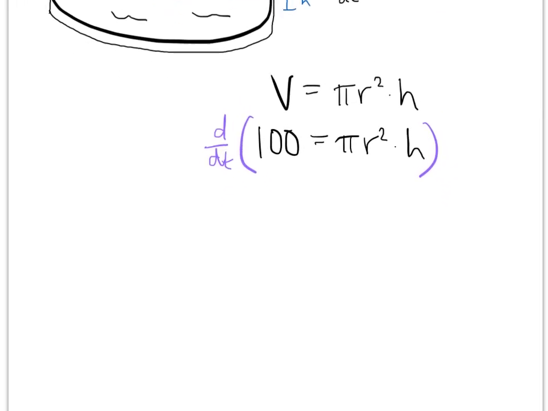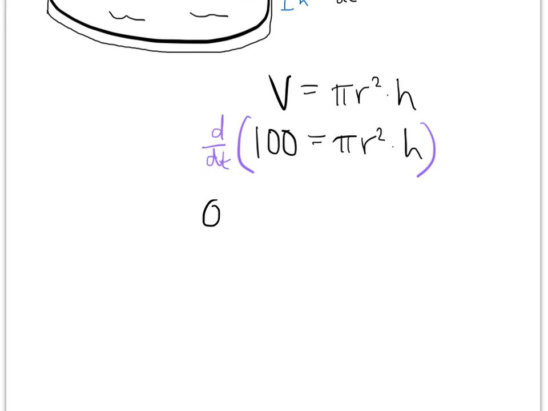The derivative of 100 is simply going to be 0. So what's the derivative of the right-hand side? Well, from our essential formulas, you've done this already. I'm going to take the pi out here and do the first function times the derivative of the second, plus the second function times the derivative of the first. What's the derivative of r squared? That would be 2r dr/dt.